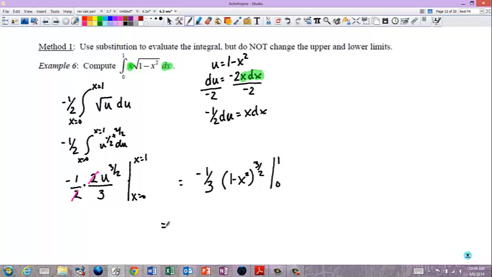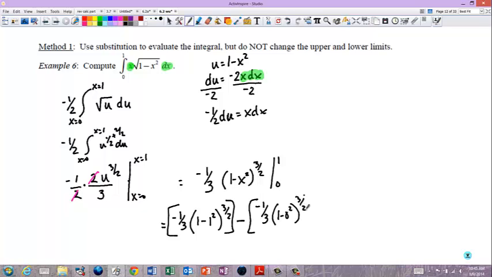So it's going to be negative 1/3 times 1 minus 1 squared to the 3/2, minus negative 1/3 times 1 minus 0 squared to the 3/2. Well, this is 0, so this whole piece is 0. And then minus a negative is plus. This little piece is just 1 to the 3/2, which is still 1, times negative 1/3 is negative 1/3. But it's plus because I changed that to plus. So I get 0 plus 1/3 is 1/3.